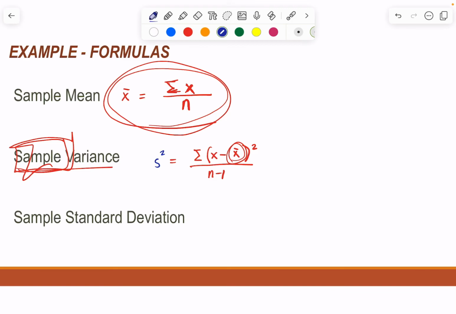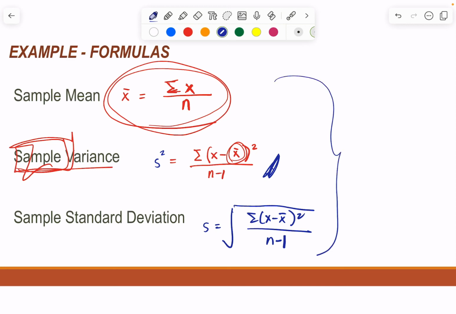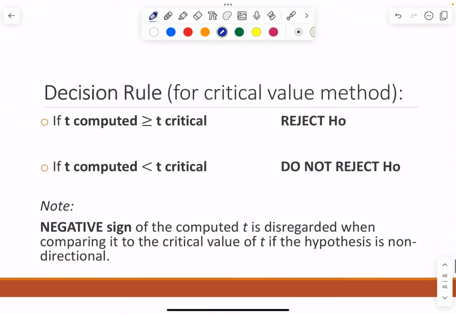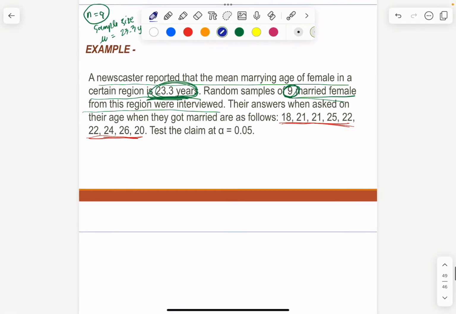So, the sample standard deviation is just the square root of the sample variance. So, s is equal to the square root of the summation of x minus x bar squared all over n minus 1. So, since naa naman tayo formula to follow, pwede na nato mapangita ang atuang sample standard deviation. How to do that? Okay, so let's go back to the problem.